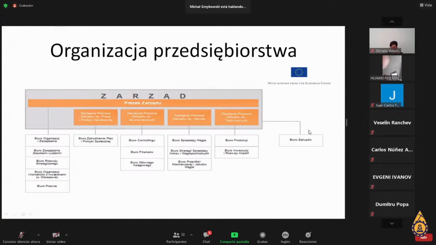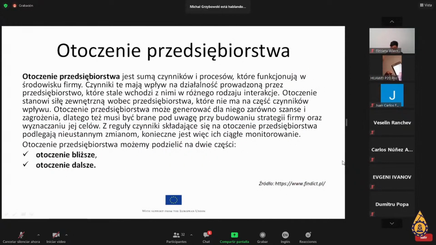And here we have the Management Board Support Office. As you can see, it is not attached to any specific Management Board member, but to the Management Board as a whole, as an authority. And for instance, every single person who is a management board member may request certain services of that office. Now, the environment of the enterprise.